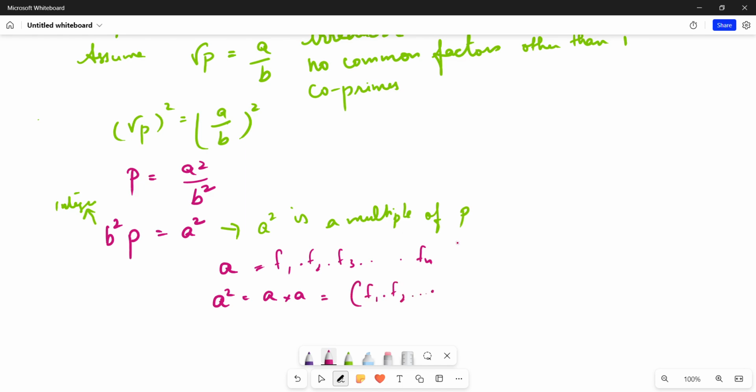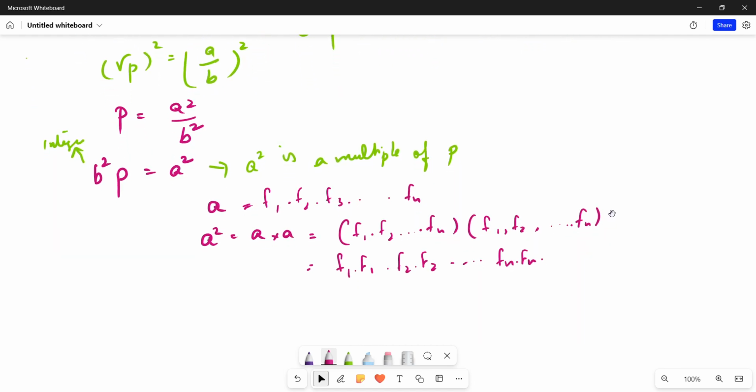So f1 into f2 and so on, multiplied by the same factors again, the numbers being the same, A and A, factors also are the same. Or I can rewrite this as f1 into f1, f2 into f2, and so on till fn into fn. Now P being a factor of A squared, P has to be somewhere among these factors. So let us assume that f1 is P. If f1 is present in A squared, then f1 is present in A also. That is, P is present in A. So if A squared is a multiple of P, it implies that A is also a multiple of P.